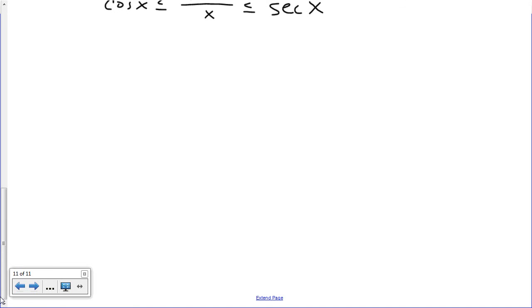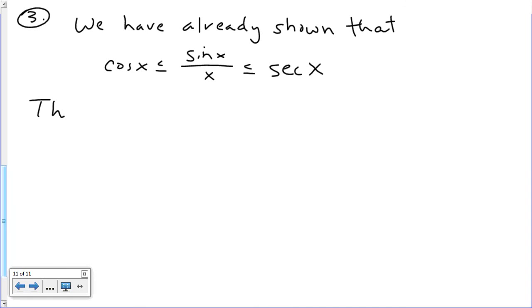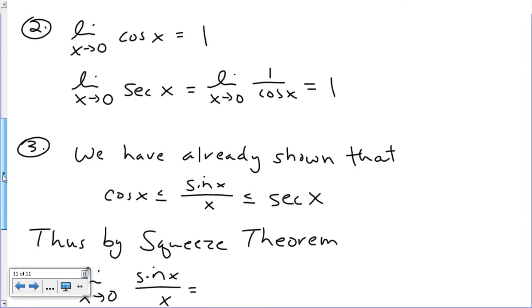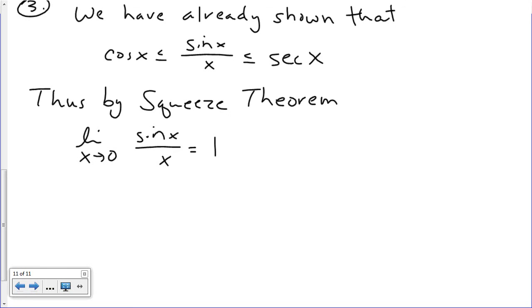So thus, by squeeze theorem, the limit as x goes to 0 of sine of x over x must be equal to the limit of my other two functions. My other two functions are approaching 1, so this limit must also be equal to 1. And there's the algebraic proof. It actually relies on squeeze theorem to prove it.